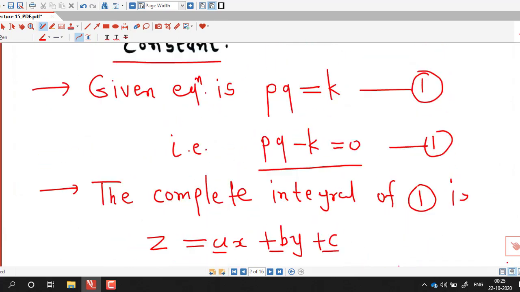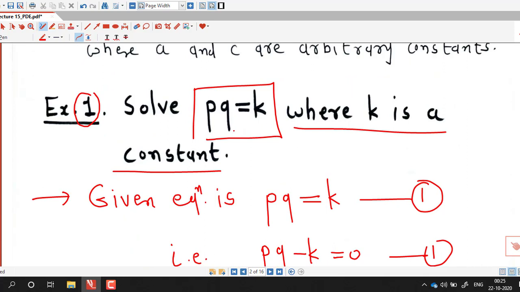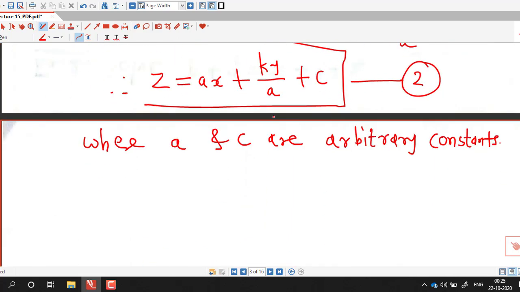Now in this example you are asked to solve the partial differential equation. Whenever you are asked to solve the partial differential equation, then it is not enough that you just find the complete integral. You must find the singular as well as the general integral also, if they exist. So if the question is like solve the partial differential equation, then we must find out the complete, singular and general integrals. So here we now try to find out the singular integral.